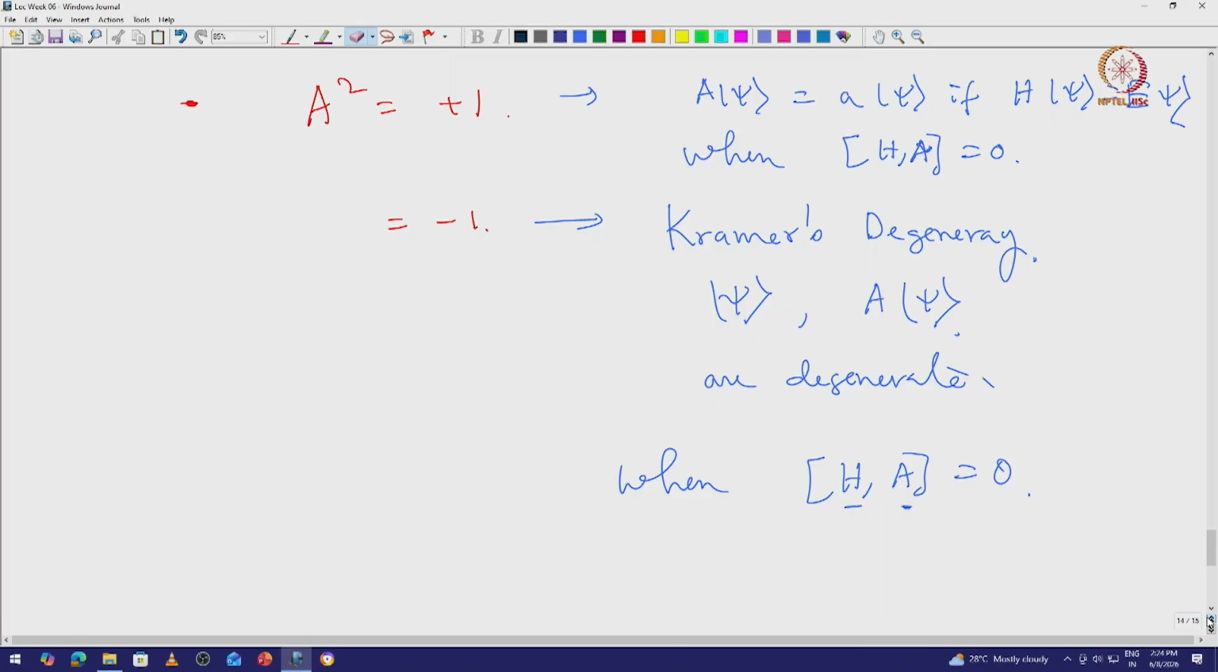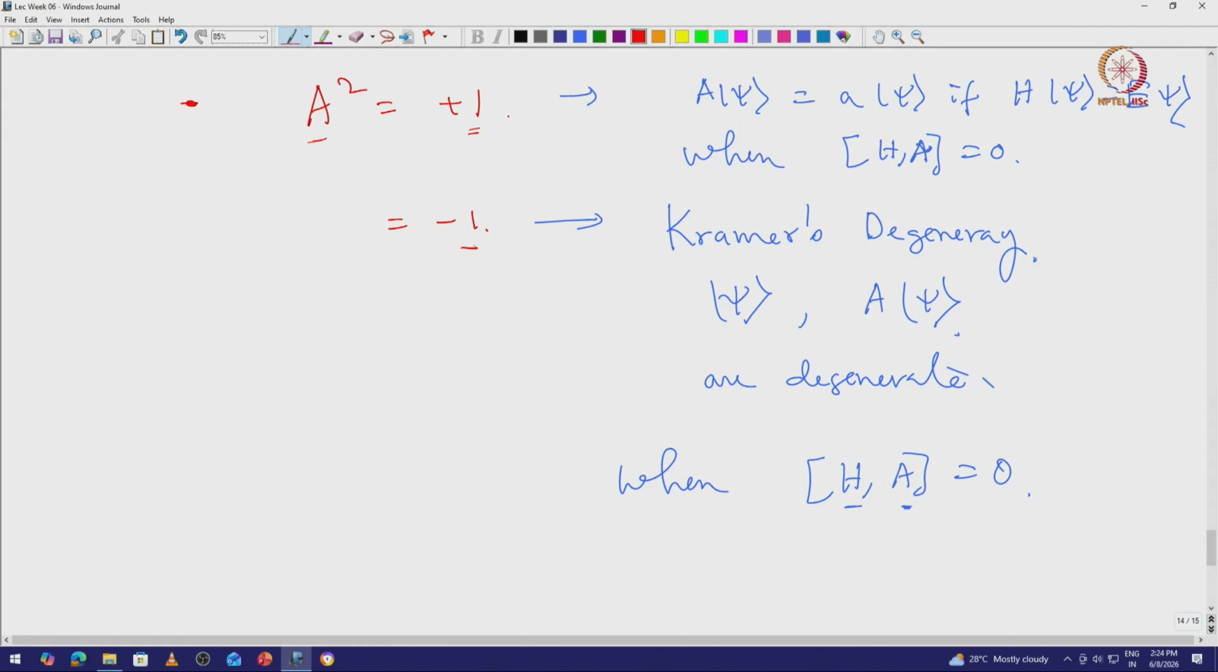One of the features of anti-unitary symmetry is that as you apply it twice, where A is an anti-unitary symmetry, you can get back to the same state in the case of A square equal to plus 1, or in the case of A square equal to minus 1 you get back to the same state with a pi phase difference.